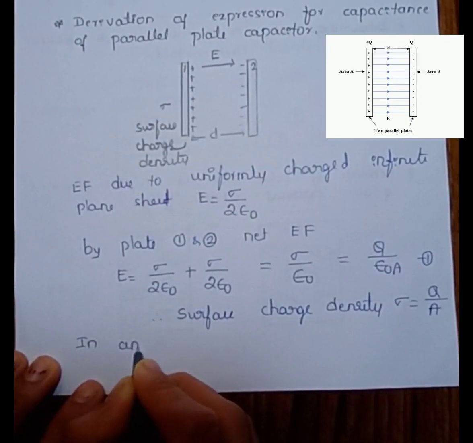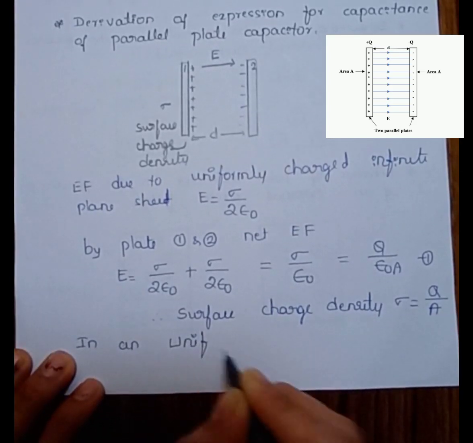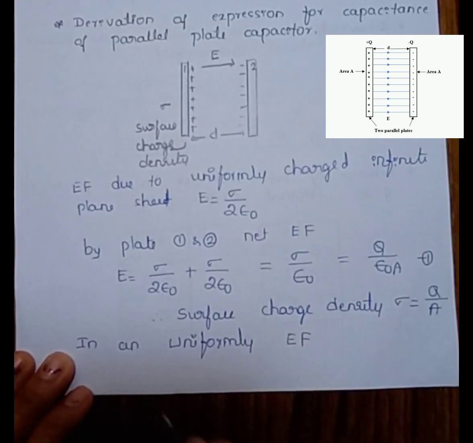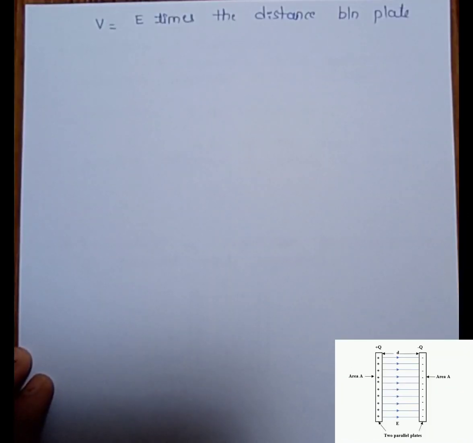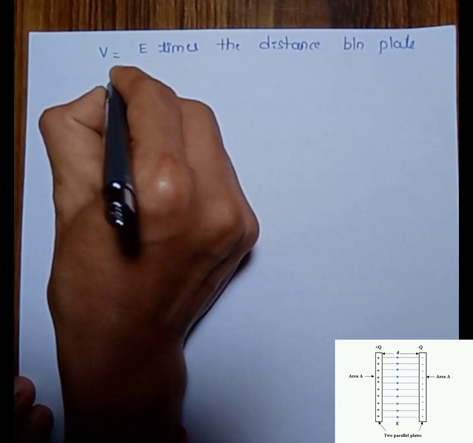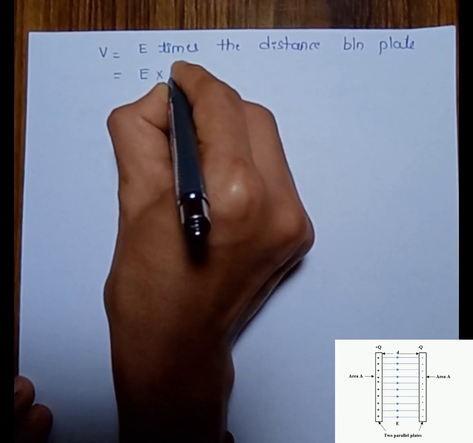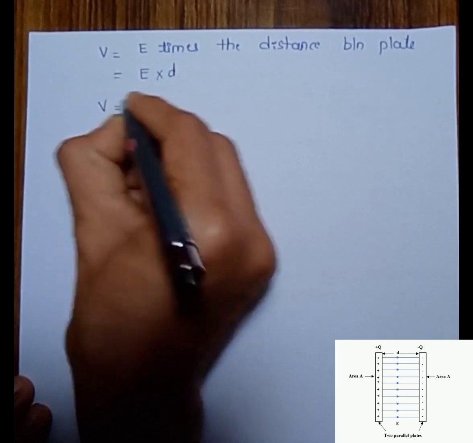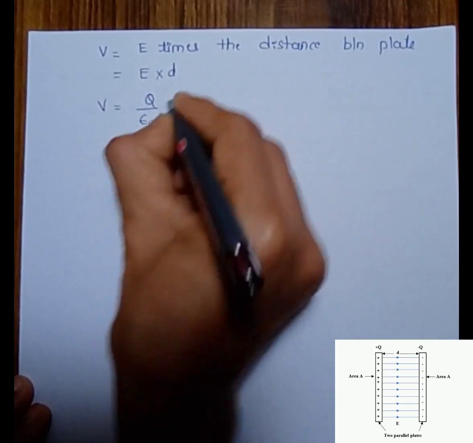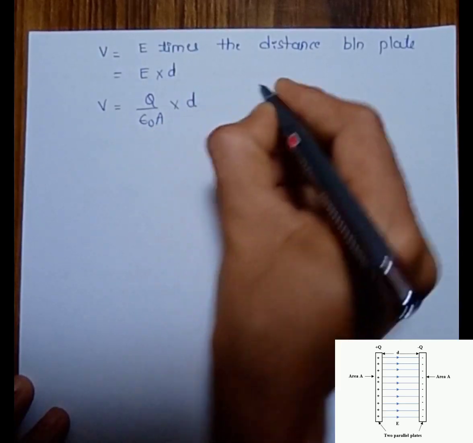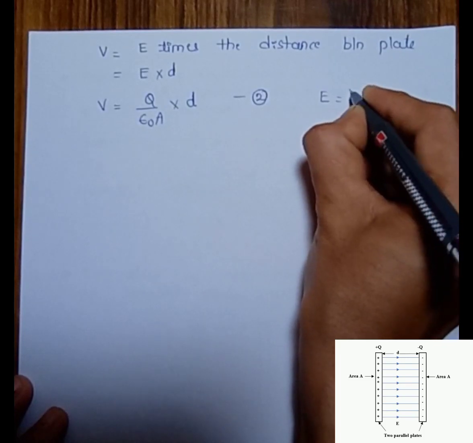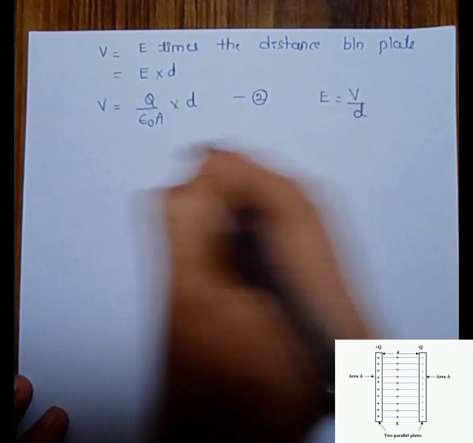In a uniform electric field, V is equal to E times the distance between the plates, that is E into d. And we know the value of E is equal to Q divided by epsilon naught into A, so V is Q into d divided by epsilon naught into A. And we know E is equal to V divided by d.